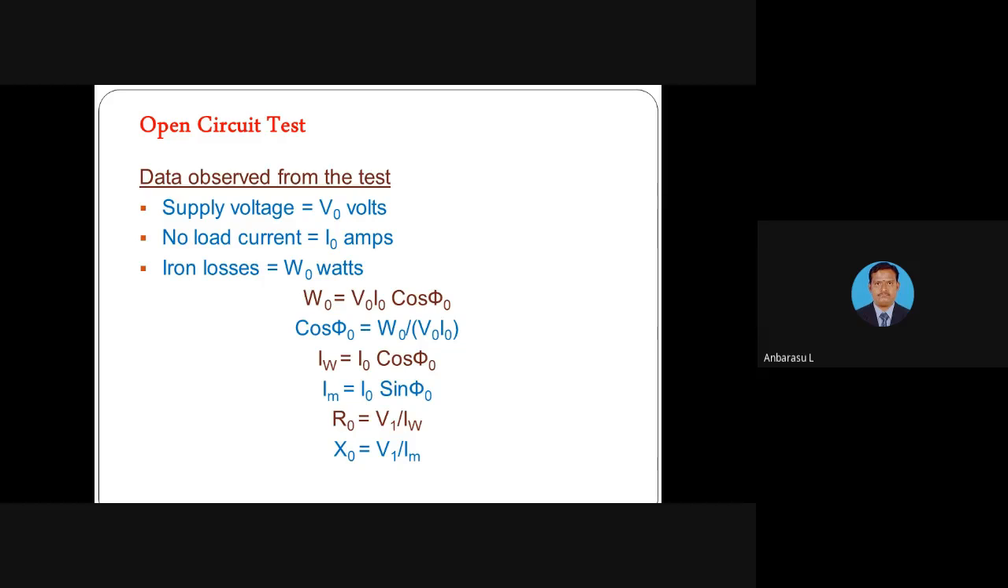Then finally we can determine the no load parameters R naught and X naught values. R naught equals V naught by IW. X naught equals V naught divided by IM. So finally we determine the no load parameters R naught and X naught values. They are used to draw the equivalent circuit of the transformer. So this is the data observed from the open circuit test.